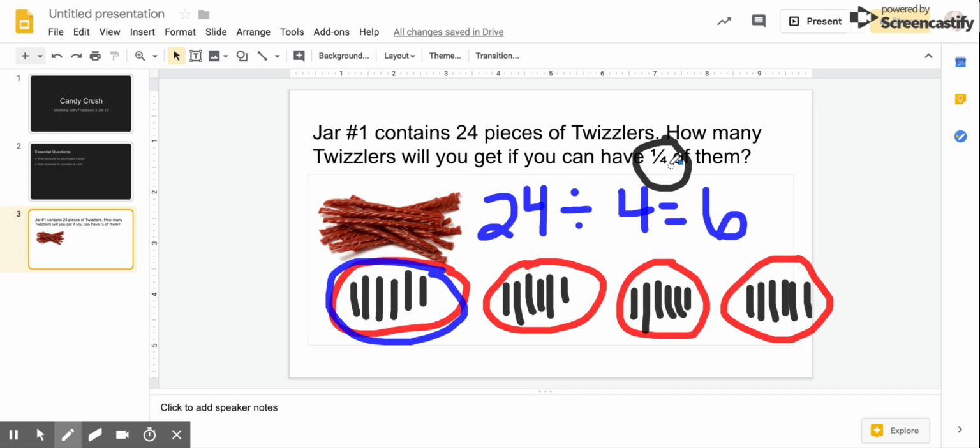So the denominator represents how many parts make up the whole of something, the 24 total, and then our numerator represents our share, or what we get. So we got 1/4 of the jar, which would be 6 Twizzlers.